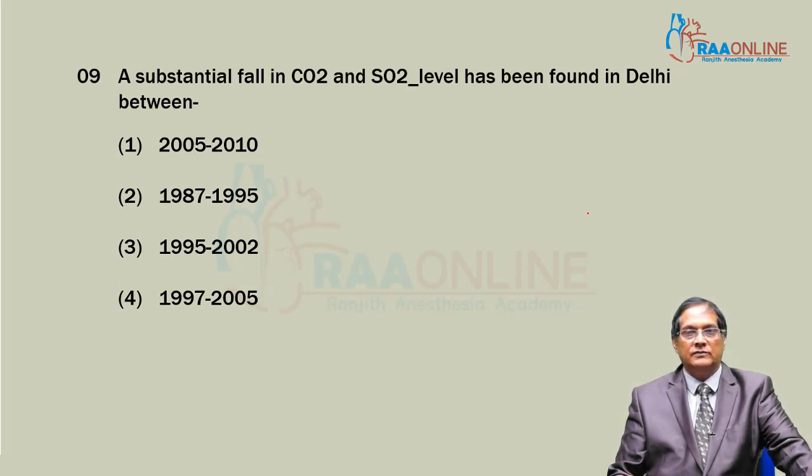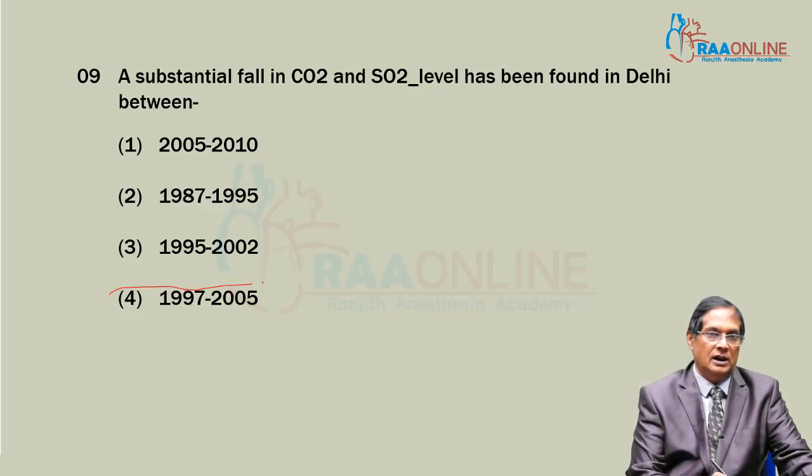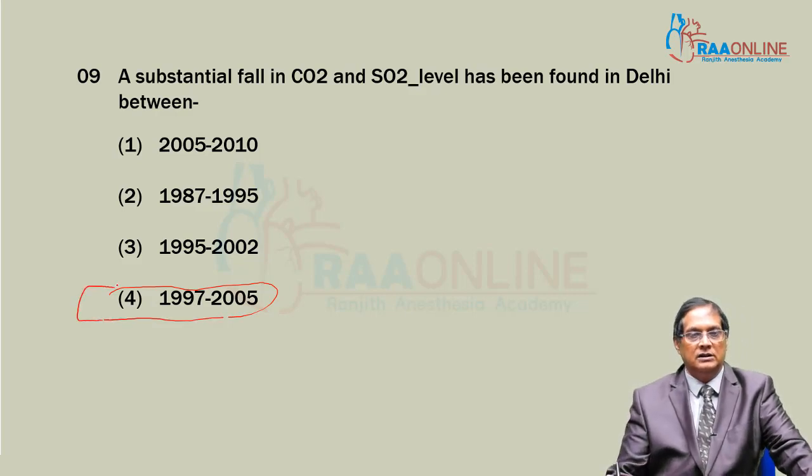Then a sustained fall of CO2 and SO2 level has been found in Delhi. This is a data-based question and its answer is between 1997 and 2005.